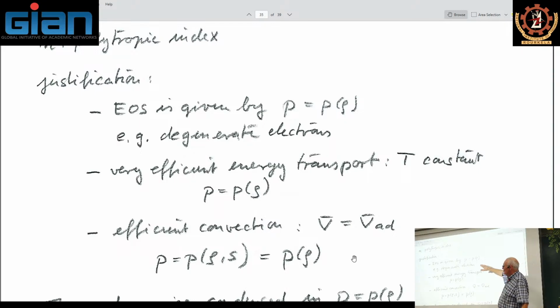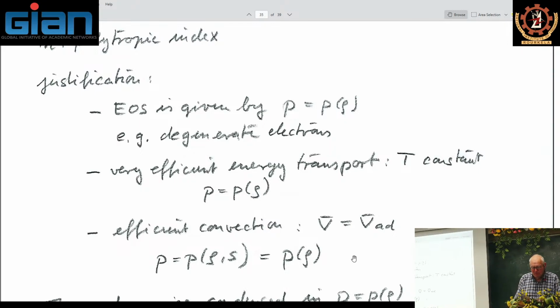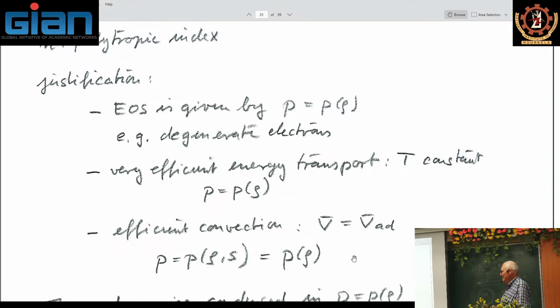Keep in mind, it's not necessarily that the equation of state gives a pressure-density relation, but energy transport together with the equation of state may also give a formal relation between pressure and density. So there are applications of this polytropic relation to stellar models.